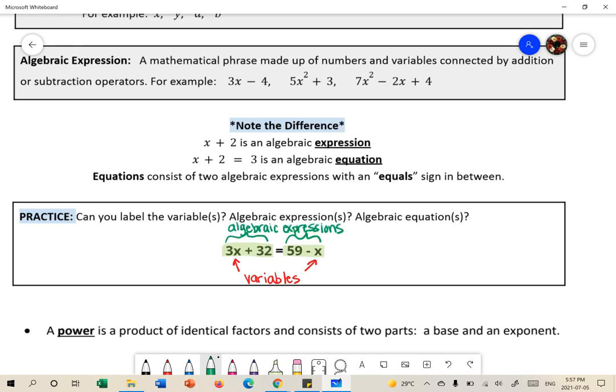And we are to label the algebraic equation. This entire mathematical phrase is an equation. It's separated by an equal sign. We have an algebraic expression on the left side and on the right side.